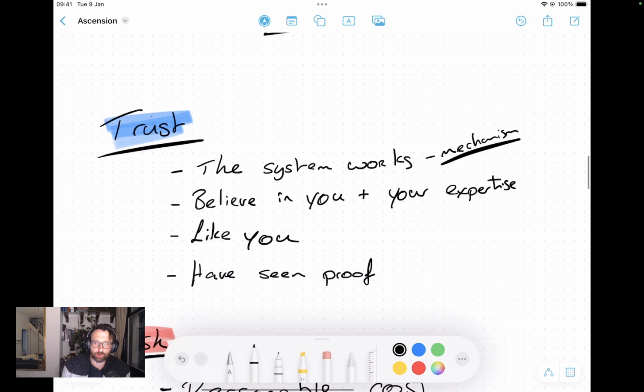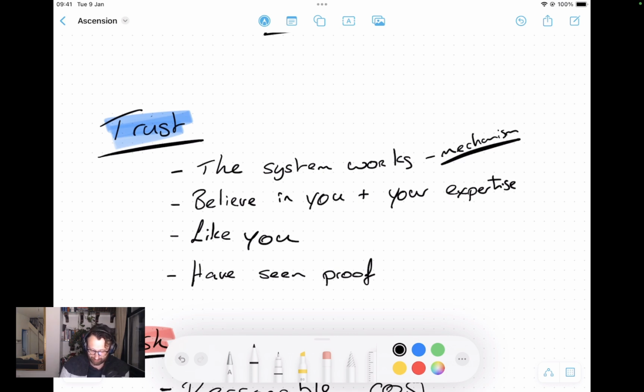They need to believe in you and your expertise as an expert. So if you come along and say, I'm going to help you grow your business, or I'm going to help you lose weight, or I'm going to help you achieve this goal, and then they say, what's your experience in this? Oh, I don't have any experience, I'm just going to give it a try, see what happens. No one's going to believe that. So you need to build belief in you and your expertise.